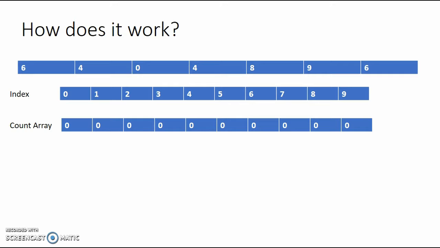For instance, the first number in the unsorted array is 6. So we increment the value in the count array corresponding to the 6th index by 1. We do this for all elements in the unsorted array. Our final count array looks like this.